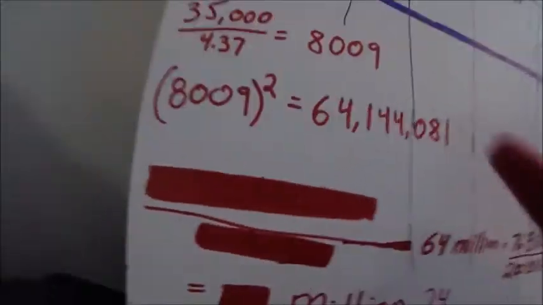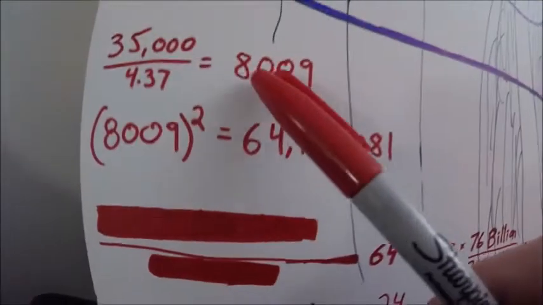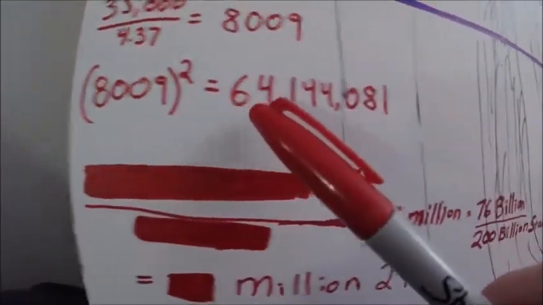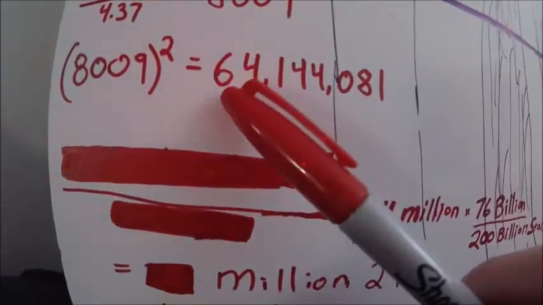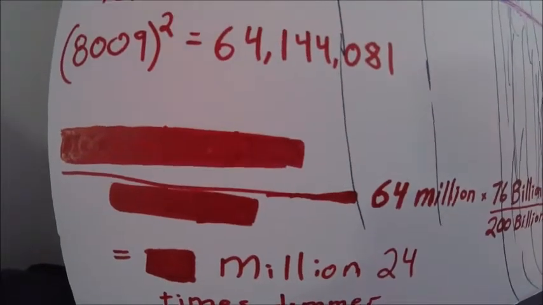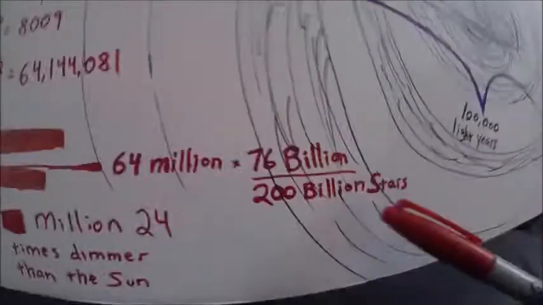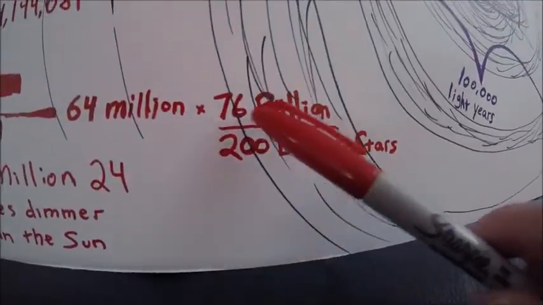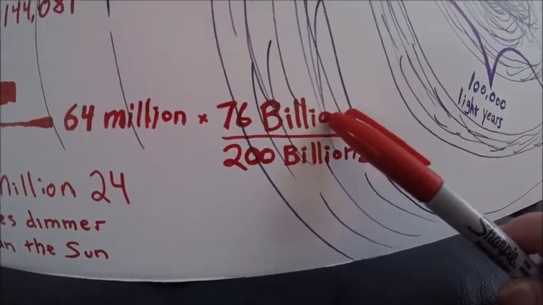light years. So we take 35,000 divided by 4.37 light years. We get 8,000 times further away. You square it, you get 64 million. 64 million. So how many stars are visible? Well, we have 200 billion stars in the galaxy, and the nearest star is 76 billion times dimmer if it were the sun.